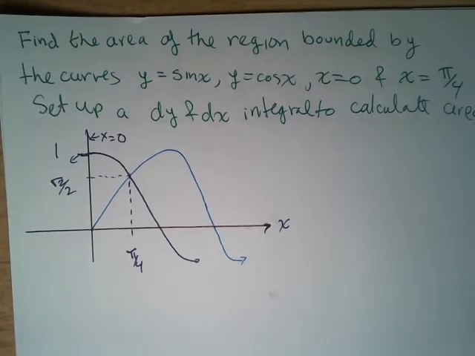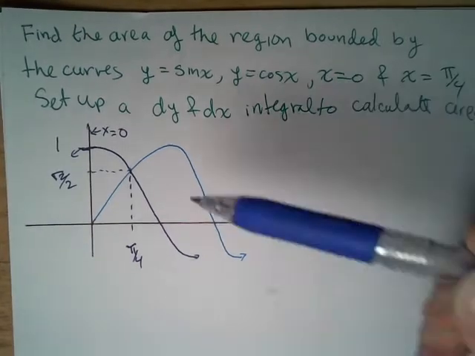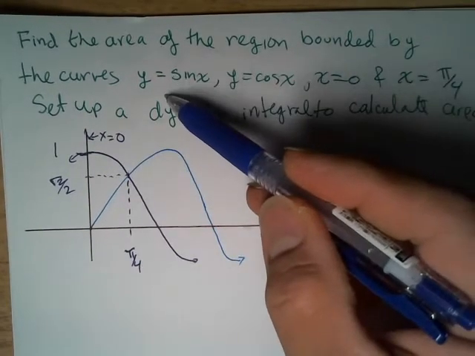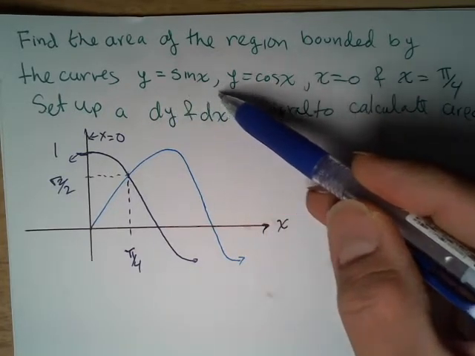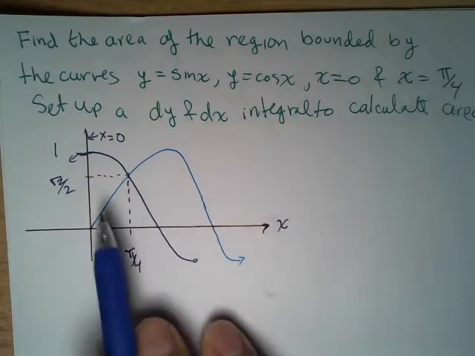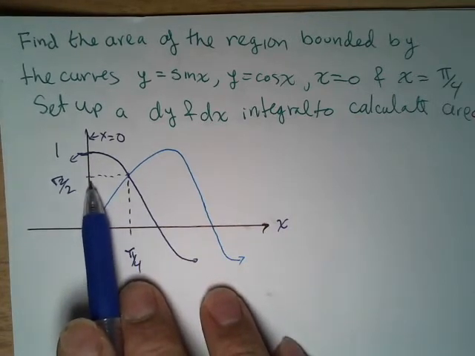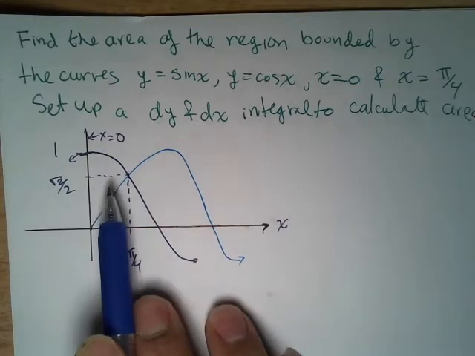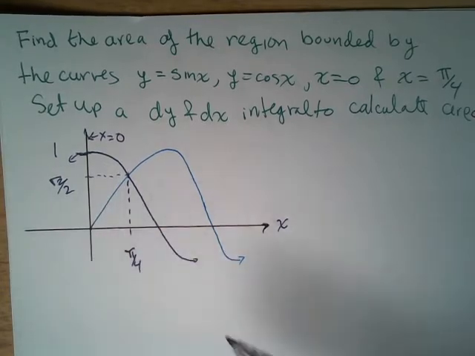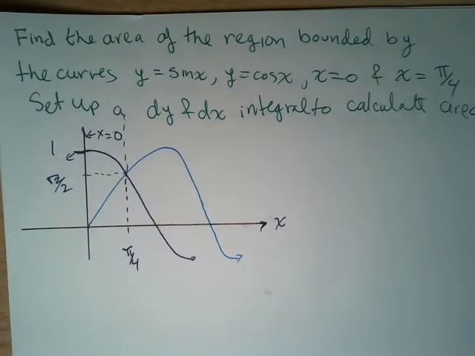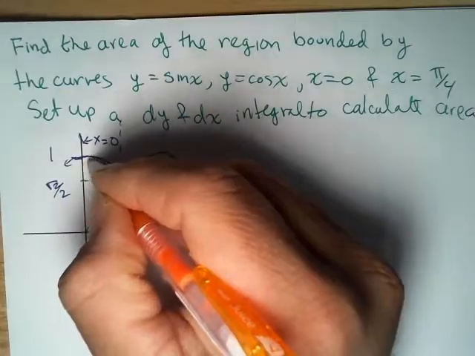Okay, so now let's identify which region it is that we are trying to calculate the area of. Is it this one or this one down here? Well, if we're looking for the region bounded by all of these equations, that is this region right here. We have x equals 0 here, the graphs of the sine and the cosine, and x equals pi over 4. Okay, so we are going to calculate this area here.